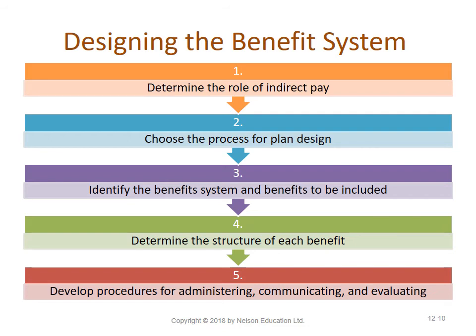And the fifth and final step is to develop procedures for administering, communicating, and evaluating the benefit system. So how will it be administered? Will there be an annual re-enrollment process? How will it be communicated? Will it all be online? Will there be some classroom discussions? Will we put the onus on the managers to communicate? Will we just put the onus on the employees to learn on their own? So what are those procedures, and what supports are in place in order to do those?